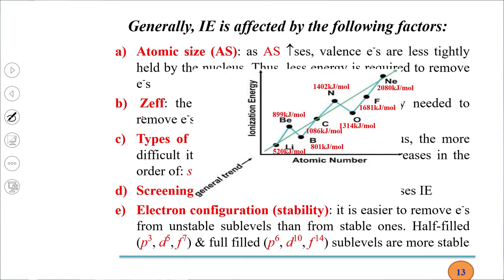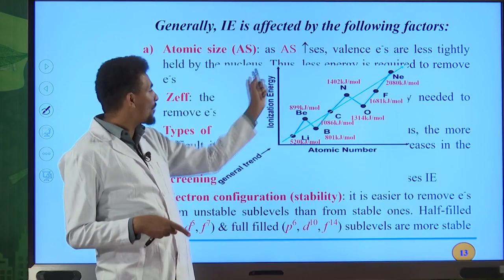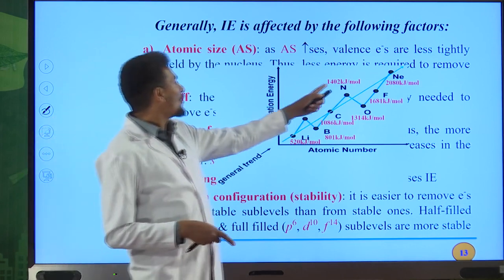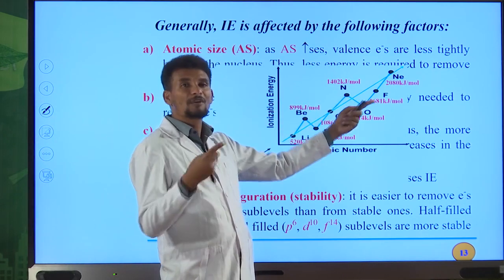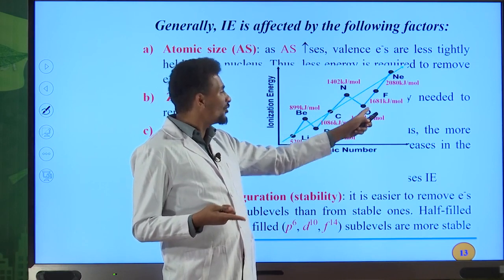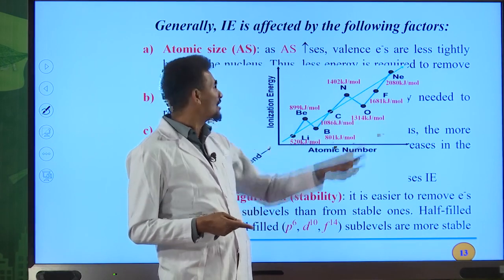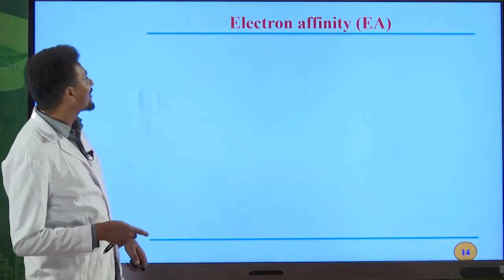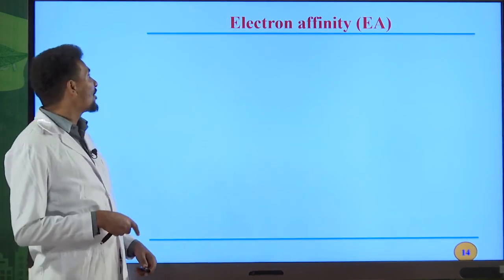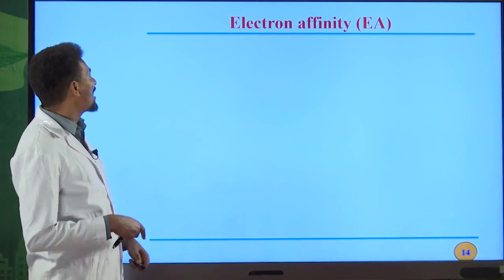So beryllium is 2s2, this is the last electron configuration for beryllium, but for boron it is 2p1. So it requires less energy to remove an electron from boron when compared with that of beryllium. Nitrogen ends at 2p3, that is half filled, but oxygen is 2p4, so less energy is required to remove an electron from oxygen when compared with that of nitrogen. So these are the factors that affect the ionization energy of the elements.